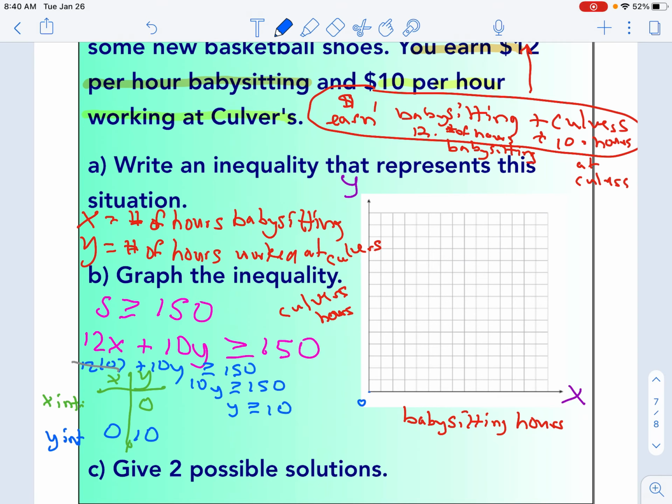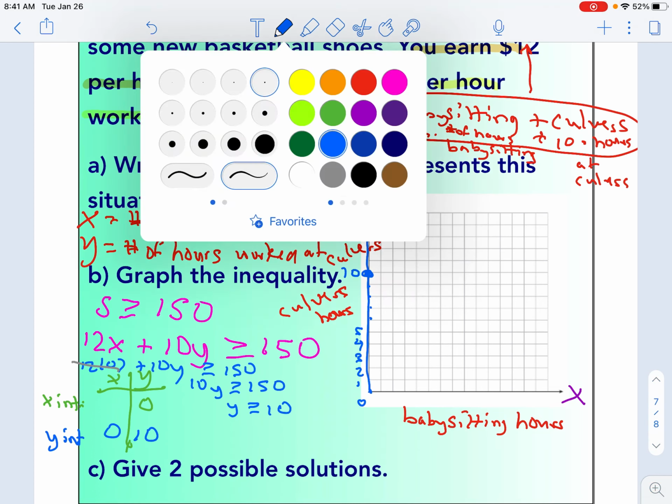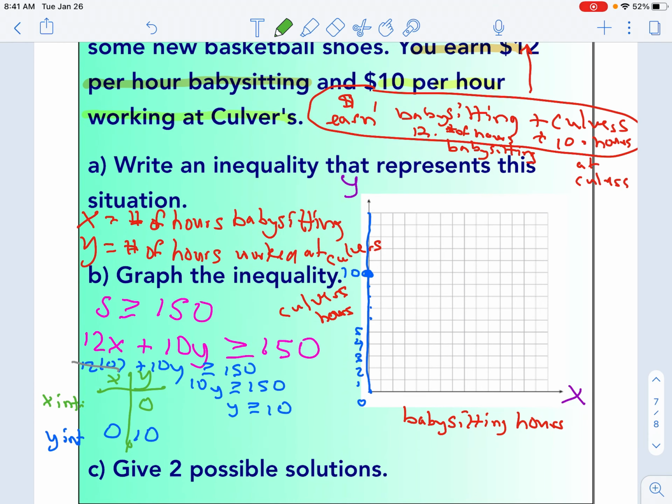Well, here's my y values. So it's going to be somewhere on here. It's going to be the ordered pair (0, 10). So I'm going to go up 10. So this is 1, 2, 3, 4, etc. So 5, 6, 7, 8, 9, 10. So here's where 10 is, and I put a dot there. And now I am going to do the x-intercept.